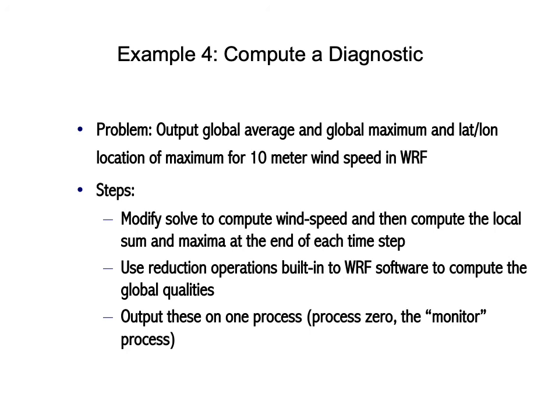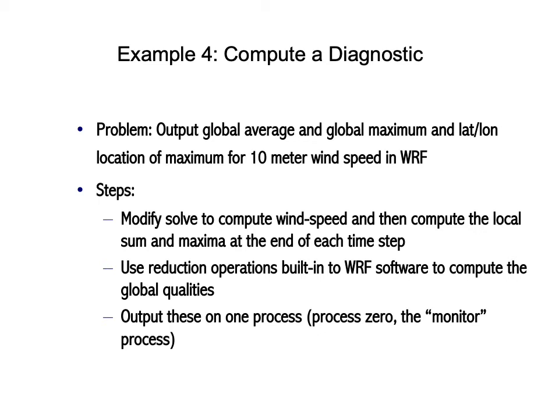So here's an example problem. We would like to compute just a printout diagnostic. And the idea is that we will output a domain-wide average of the 10-meter wind speed. And along with that, at every output time, we will output the maximum that appears in our domain. And associated with that maximum value, we would like to know the location. So we're going to print out the latitude and longitude.